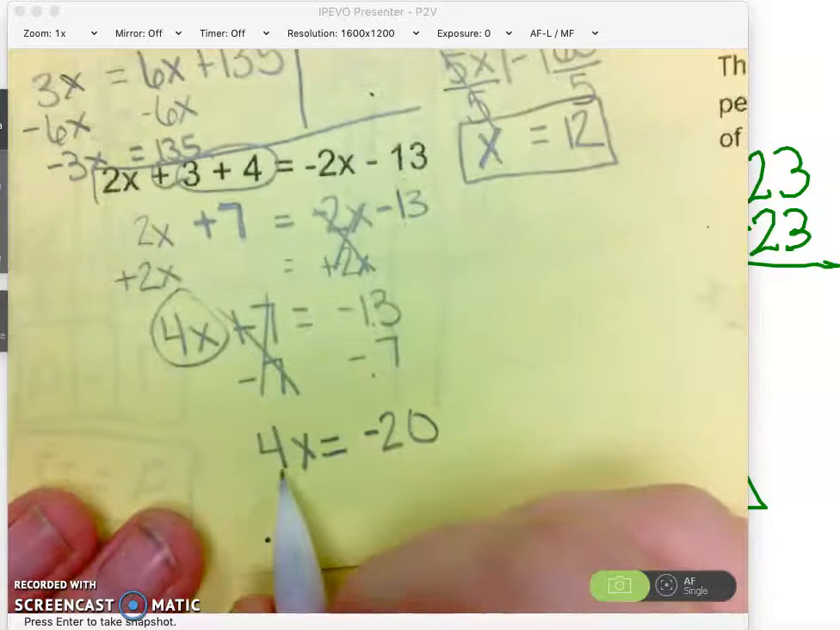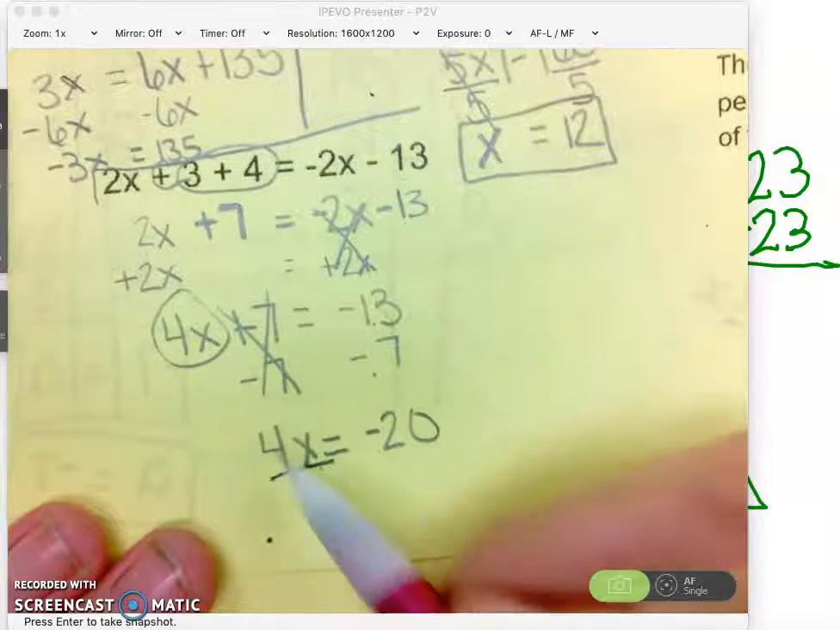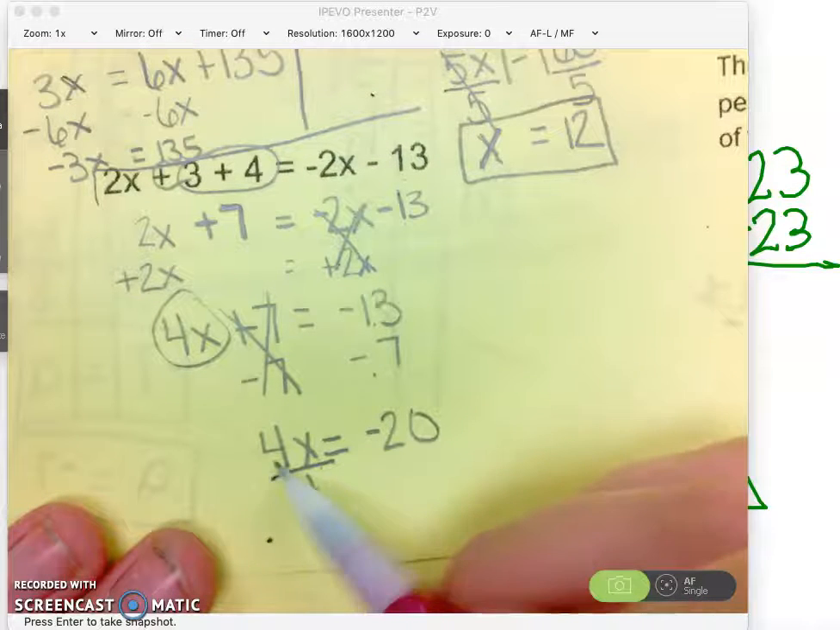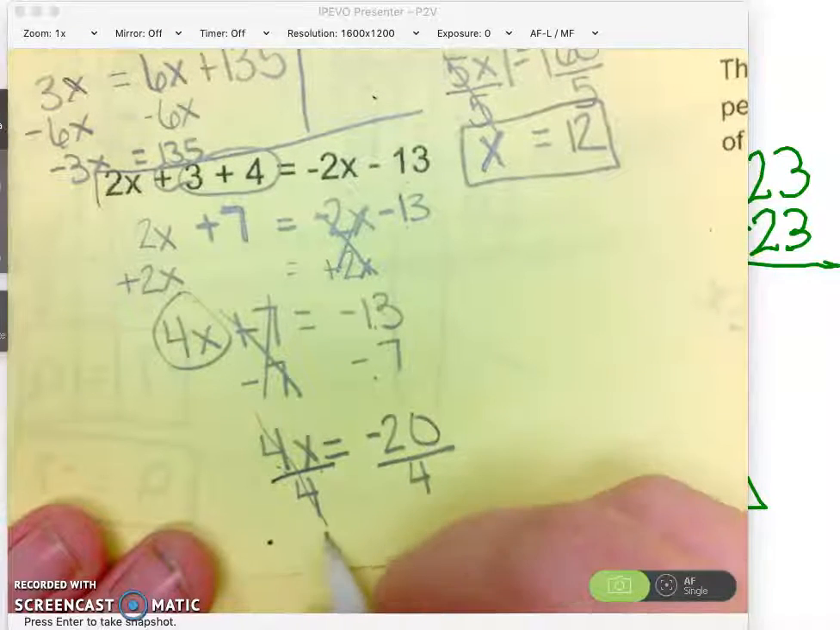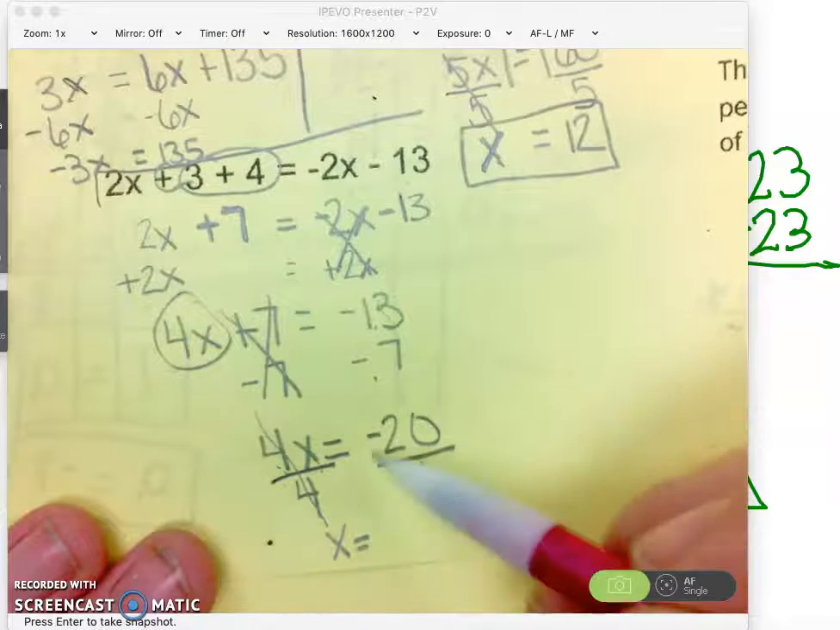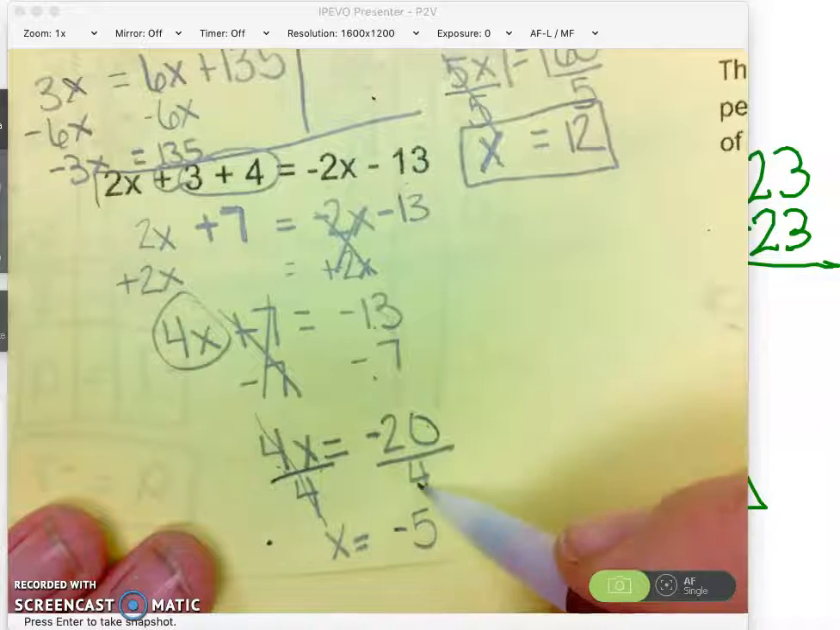Okay, then I have my coefficient on my variable. I want to divide by that coefficient because right now I'm multiplying the x by 4, so to undo it I divide it by 4. Same thing over here. x equals, don't forget your negative here, negative 5, because 20 divided by 4 is 5.